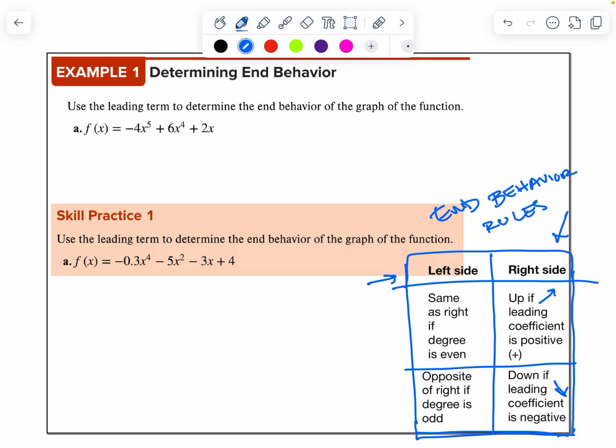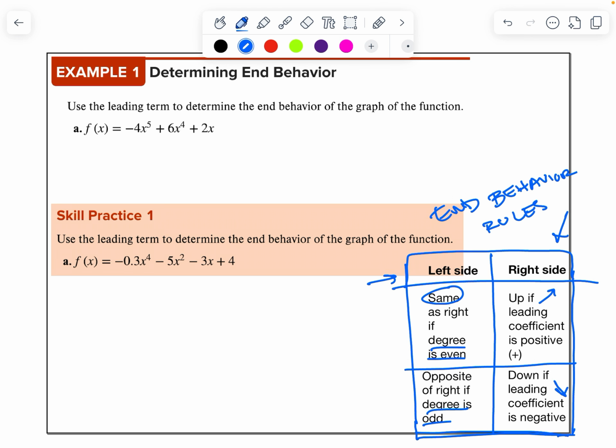For the left side, if the degree is even, then the left side is going to do the exact same thing as the right. So if the right was going up, then the left will be going up. If the right was going down, the left will be going down. For the left side, if the degree is odd, then the left side is going to do the opposite of what the right was doing.